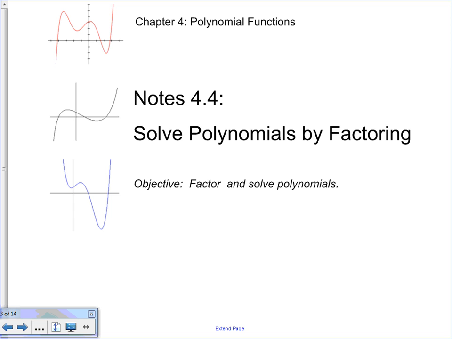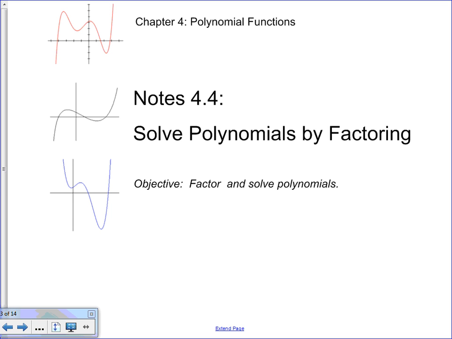Notes 4.4, solve polynomials by factoring. We're actually going to concentrate on the factoring portion of this today, and we'll continue to look at how we can solve polynomials next week. Tomorrow will be an opportunity in class for you to work on practicing with your factoring and sort of tweaking your factoring skill.